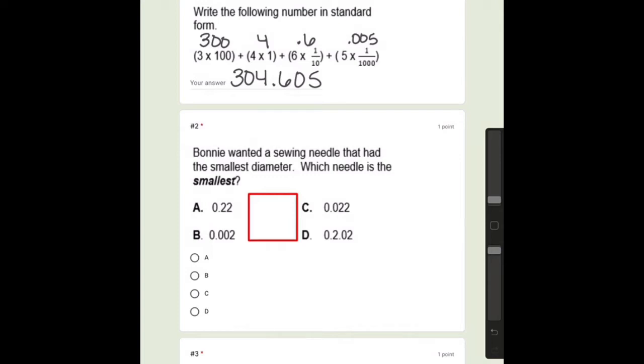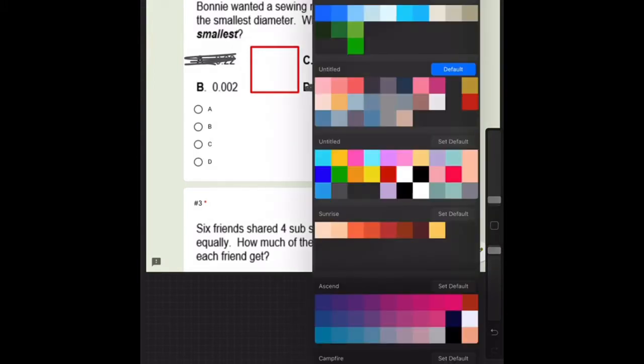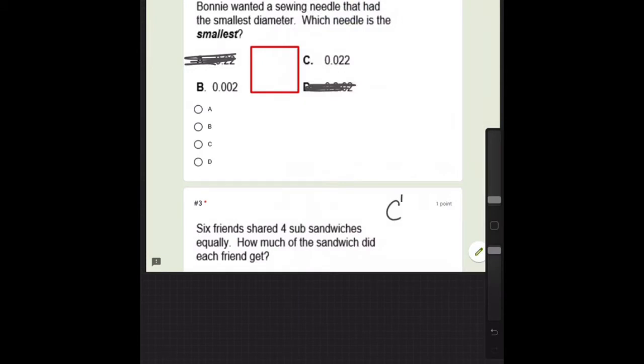Next one, you're looking for the smallest number. I'm going to tell you that it's not D and it's not A. So you pick, is it C or is it B? Looking for the smallest. Next problem, 6 friends share 4 sub sandwiches. What's being chopped goes on top. Friends go at the bottom. So write your fraction.